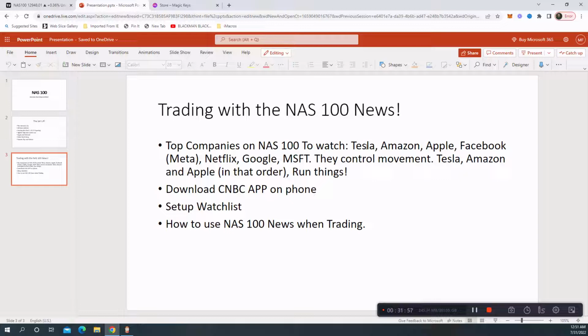If Tesla and Amazon are red and Apple is green, you want to go with Tesla and Amazon. If Tesla is green, meaning to buy, and Amazon, Apple, and everything else are red, you want to go with Tesla. Tesla controls the board. These two work in conjunction with it when they're all the same.